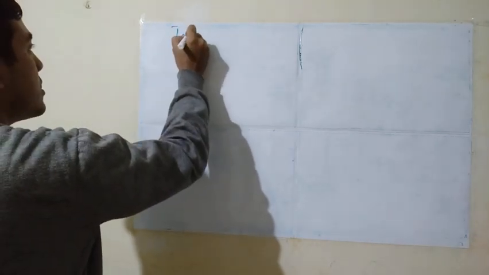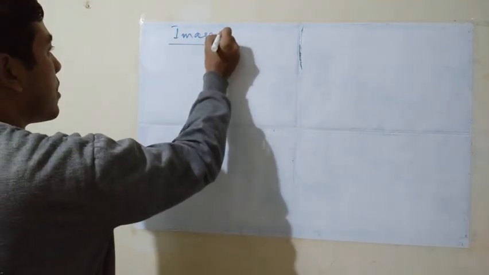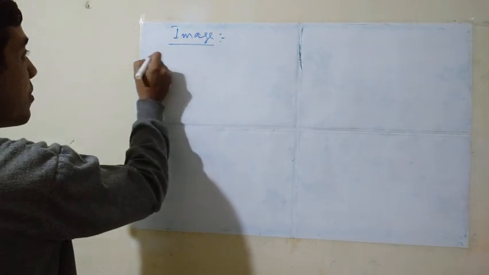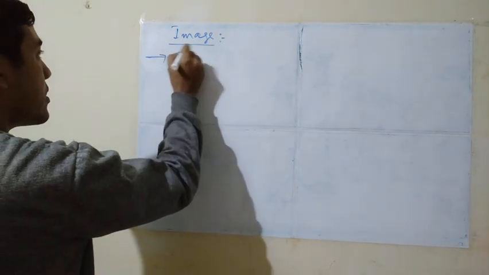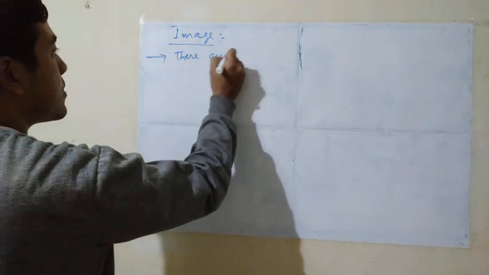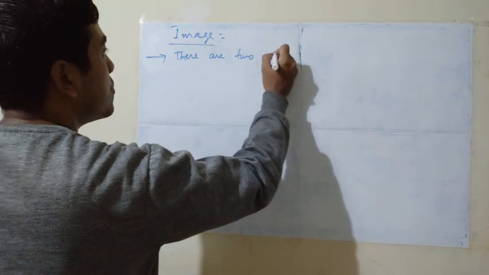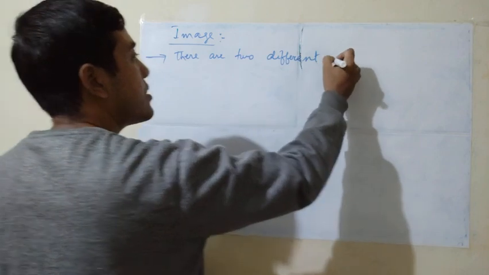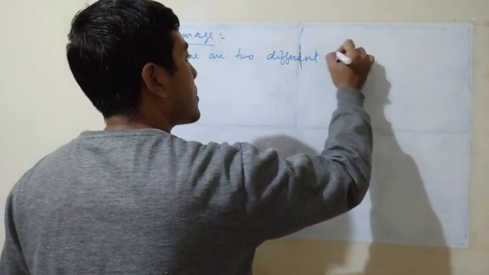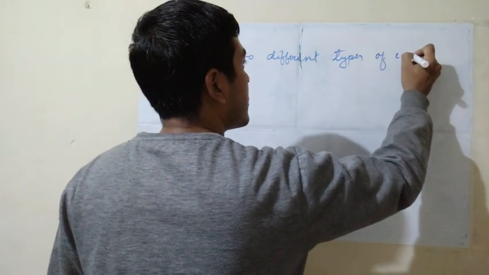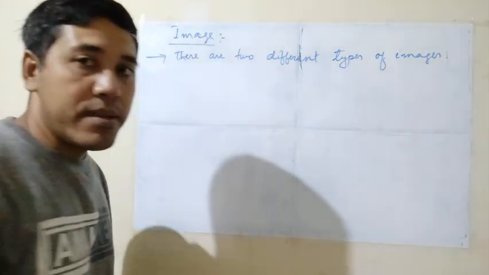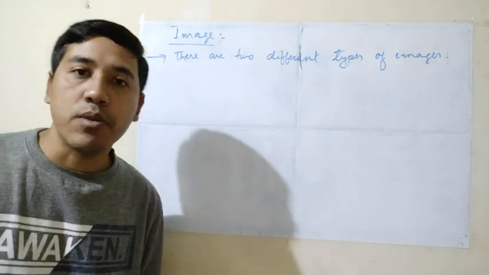Now look here, today's portion is the image. Now how many types of image? There are two different types of images. How many types of images are there? There are two different types of images.